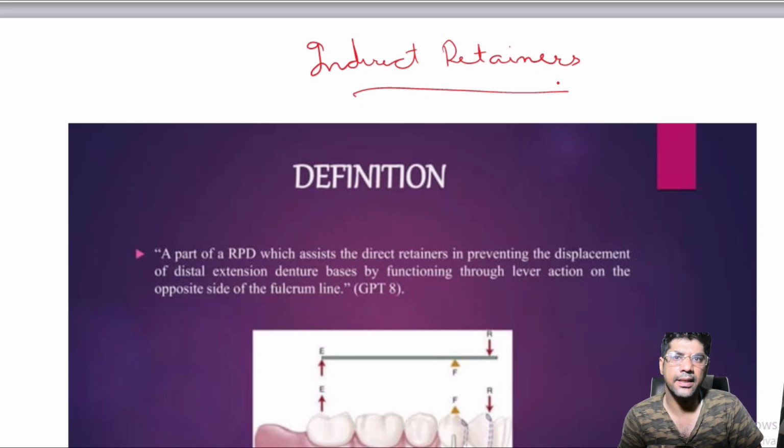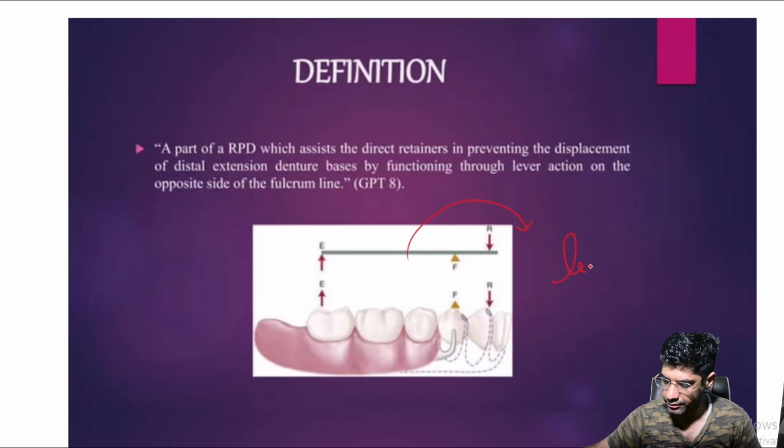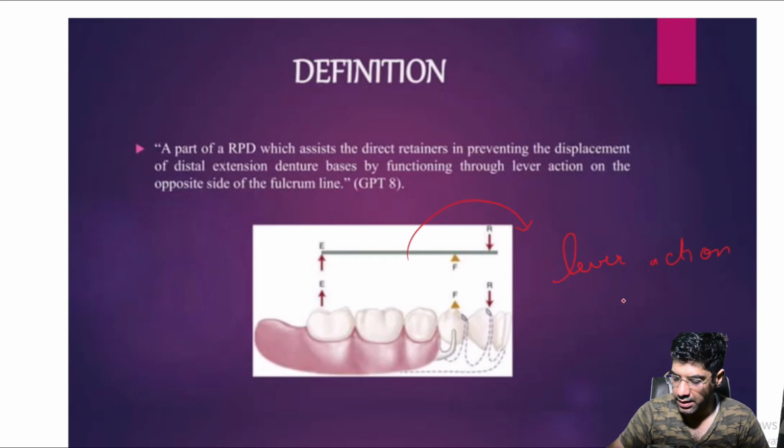An indirect retainer is a component of removable partial denture that helps the direct retainer in preventing the displacement of the distal extension denture base. And how does it occur? It does it by using lever action that will resist the rotational forces around the fulcrum line that is established by the posterior most occlusal rest.